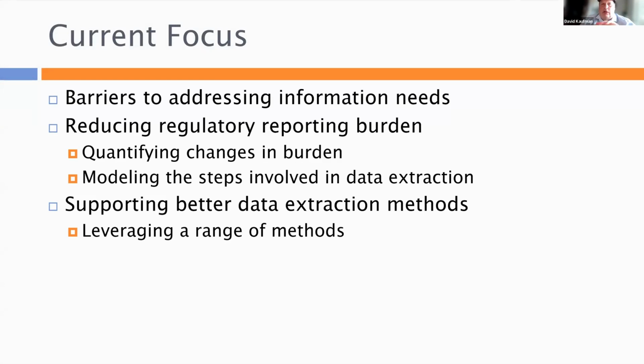So a current focus is barriers to address information needs and solutions related to them. We're looking at ways to reduce regulatory reporting burden. This is an enormous problem in New York State in the US, but it's also reportedly a significant problem across Canada as well. And that's how do hospitals meet the public health response? It turns out to be very challenging.